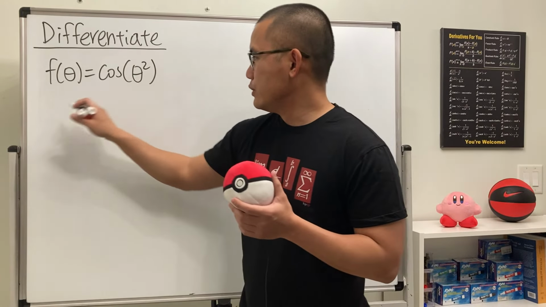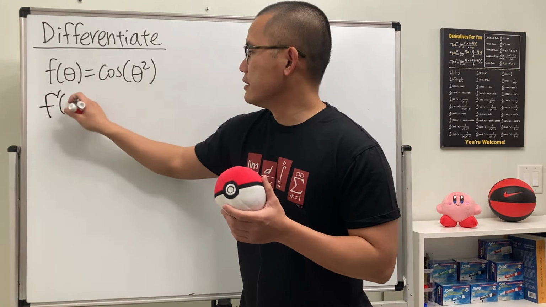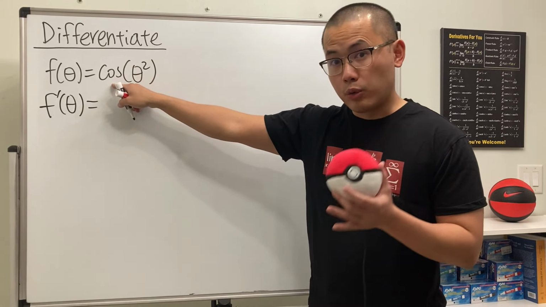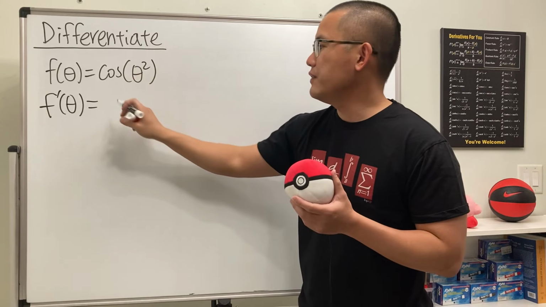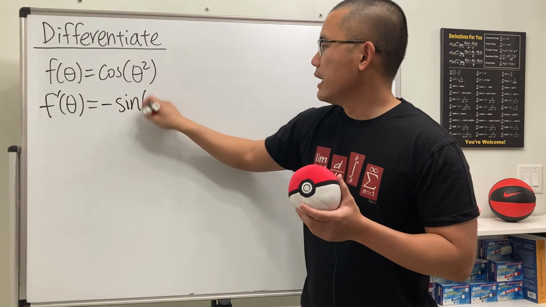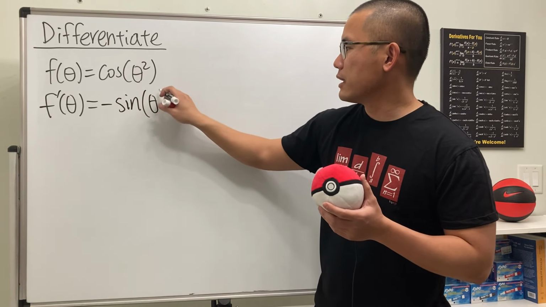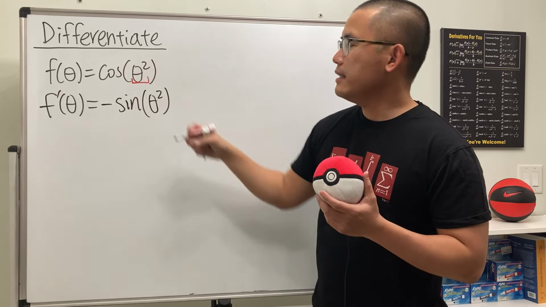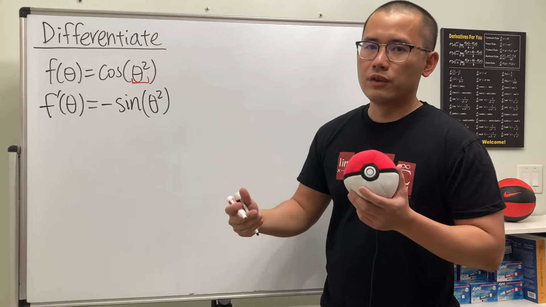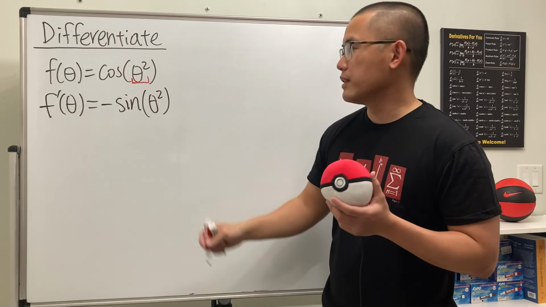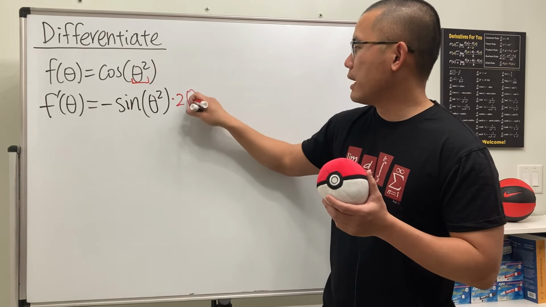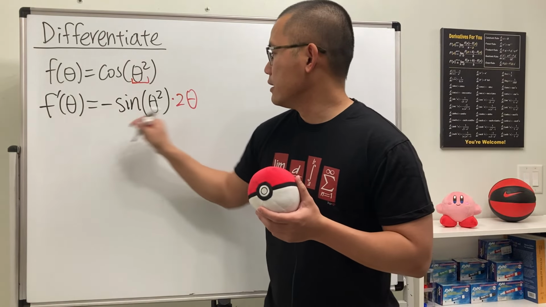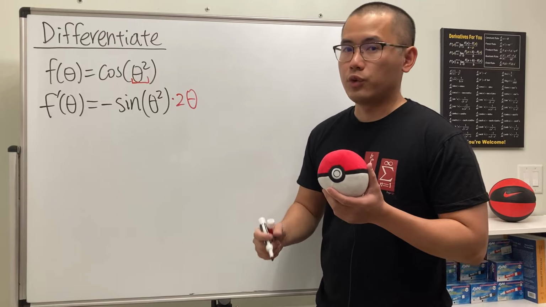If we just do the derivative right here, this is f prime of theta. What we do is we differentiate cosine, and that will give us negative sine. Then the input stays the same, so let's write down theta squared. But we look at the inside and ask ourselves, what's the derivative of theta squared? The answer for that is 2 theta. So we multiply by 2 theta like this. So that will be it. This is the derivative, and this is the part where we need the chain rule.